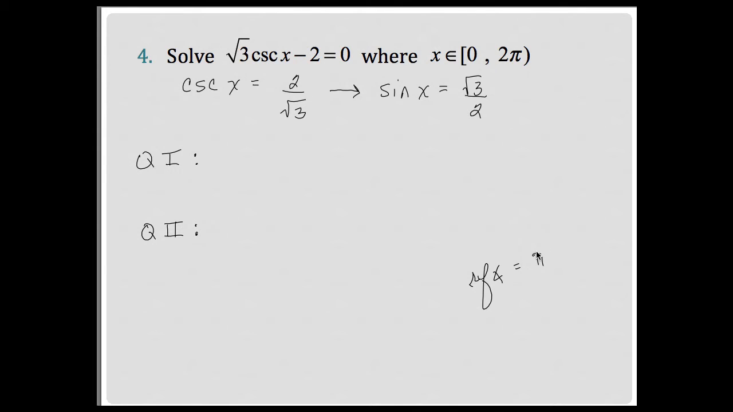So hopefully you're coming up with your reference angle is pi over 3. So that's your first quadrant answer right there. To get the second quadrant answer, remember you're starting at pi, you're backing into the second quadrant, pi over 3. You get 2 pi over 3 as your answer.